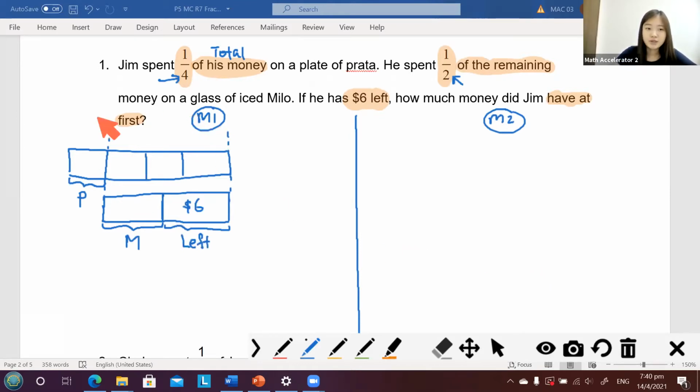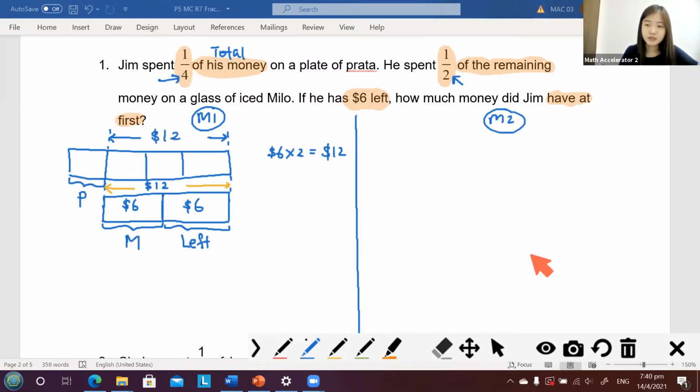Now that we've drawn our model, if $6 is half of the remainder, the other half must also be $6. Which means your total in the second model here will be 6 plus 6, $12. 6 times 2. So if this is $12, in the first model from dotted line to dotted line, it is also $12.